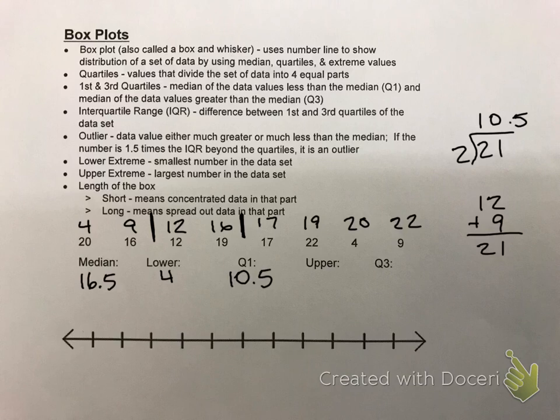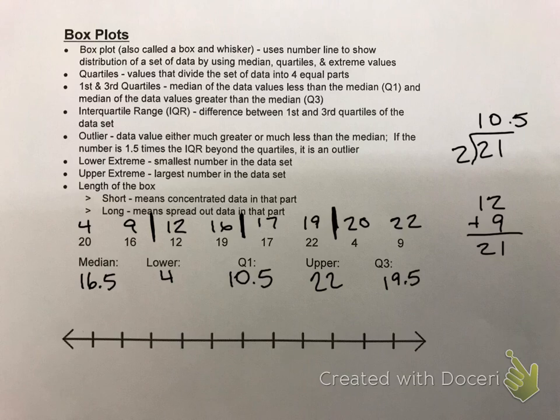The upper extreme is the highest number in the data set, which in this case is 22. Quartile 3, again, that is the median for everything to the right of the overall median. So it's going to be somewhere in between 19 and 20, which is 19.5.